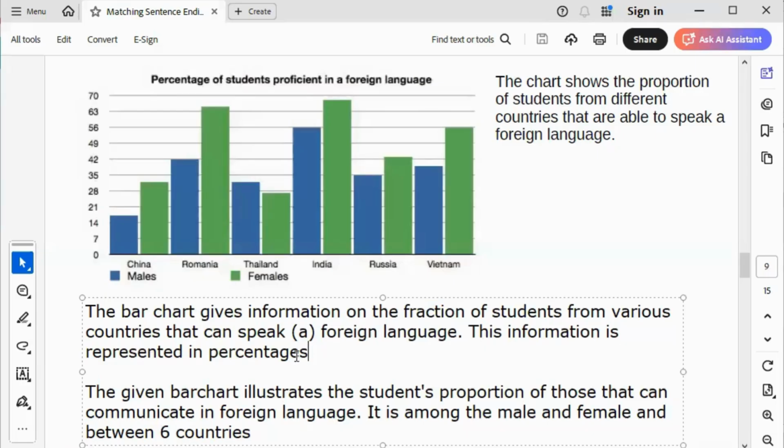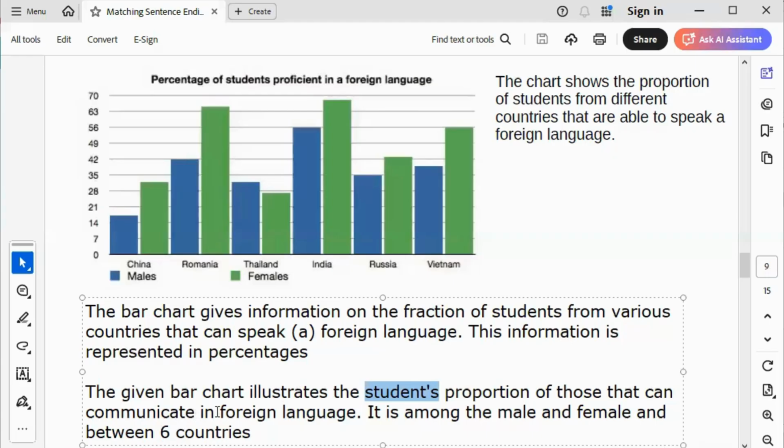You should have said that the students are from 6 countries. You can see that the next person wrote it. Let's look at this second person. The given bar chart should be 2 words, separate. The given bar chart illustrates the students' proportion of those. No. This one should be deleted. Illustrates the proportion of what? The proportion of students. Illustrates the proportion of students that can communicate in a foreign language.